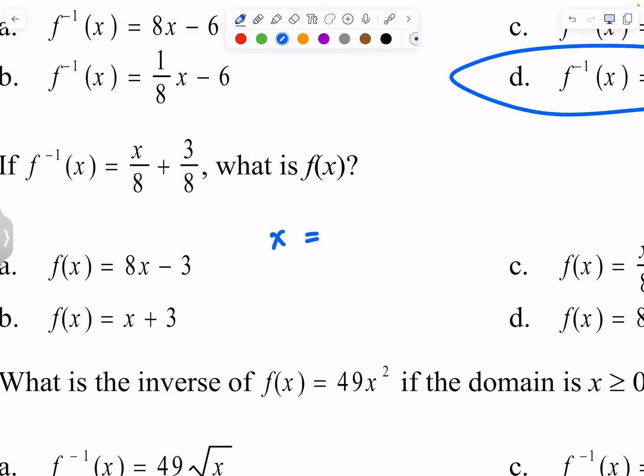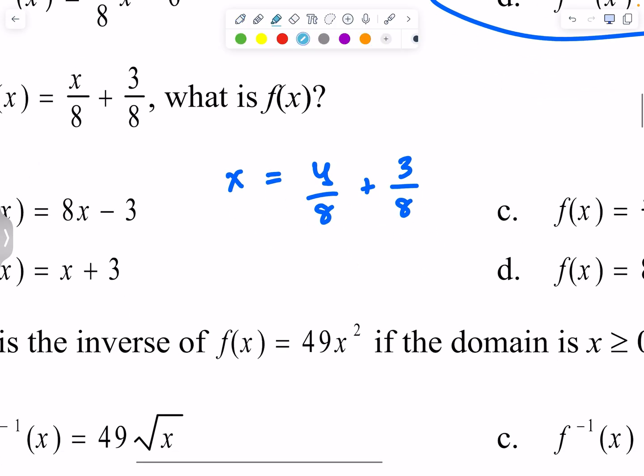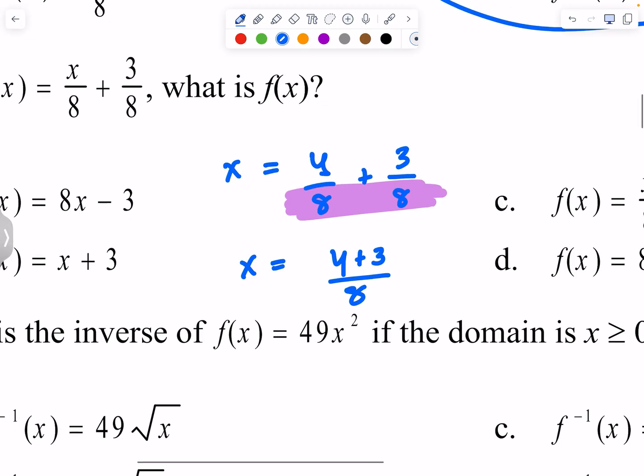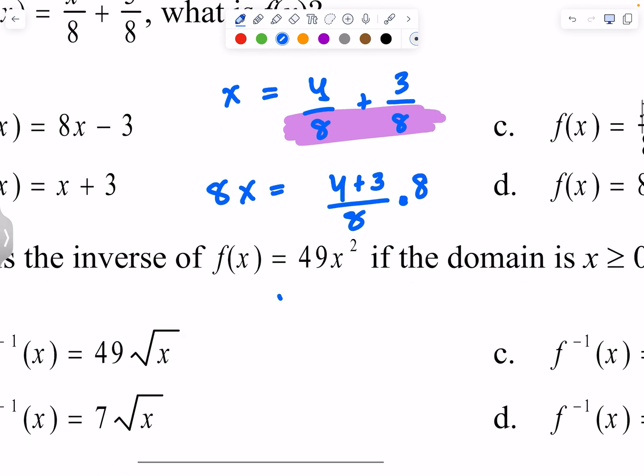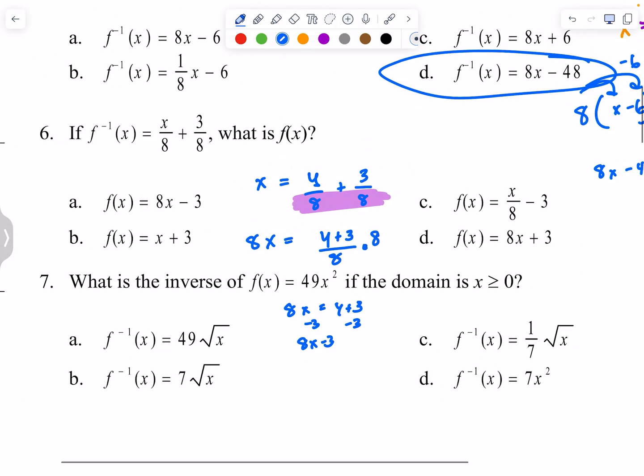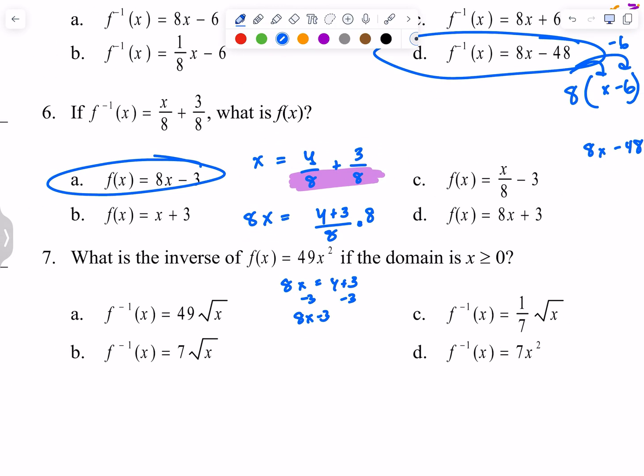So x equals y over 8 plus 3 over 8. Because they're both over 8s, I'm going to write this as y plus 3 over 8. Now I'm going to multiply by 8. 8x equals y plus 3. Subtract 3, so 8x minus 3.